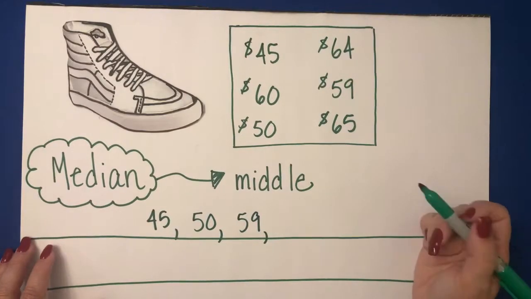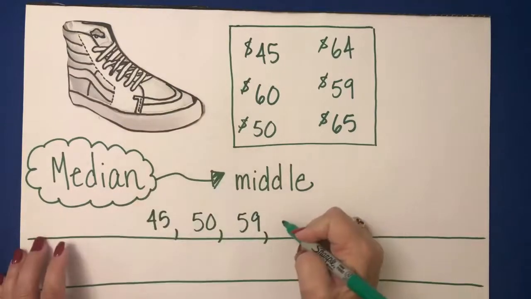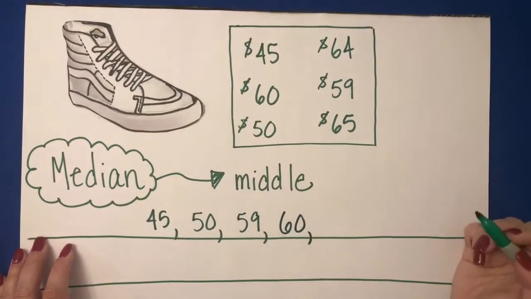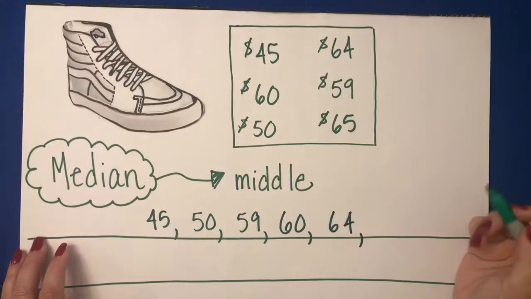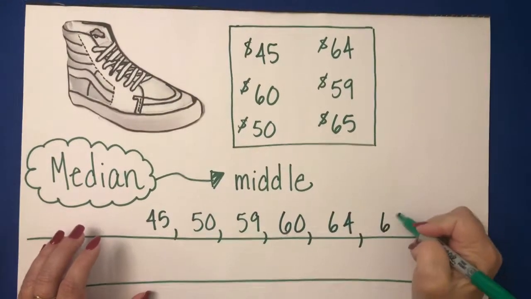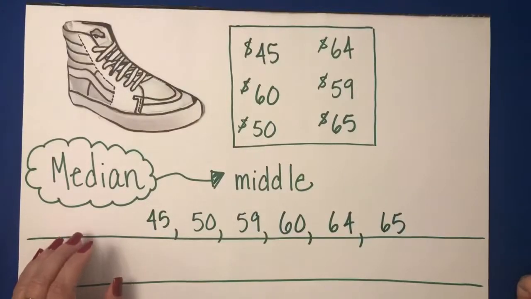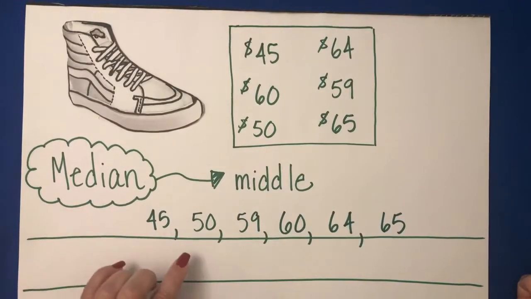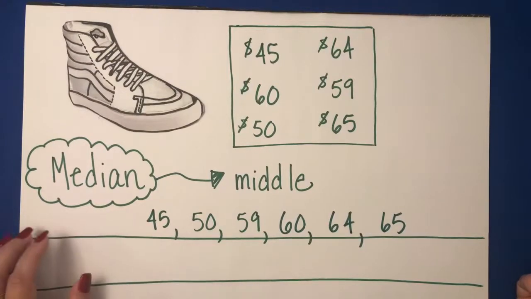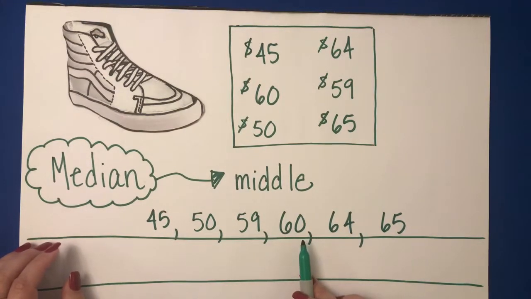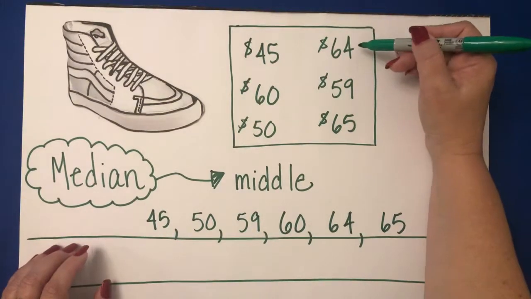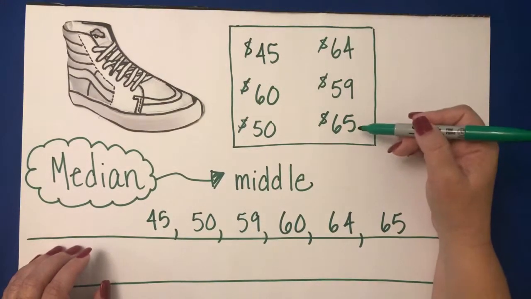Okay, and then we're going to move into the 60s. So I see we have 60 here, and then 64, and then finally 65. So once I have all the numbers set up in order, let's see if I have the same thing that you got. 59, 60. Let's see. Yeah, check out where you have, so from 60 I went to the 64 here, and then finally 65.